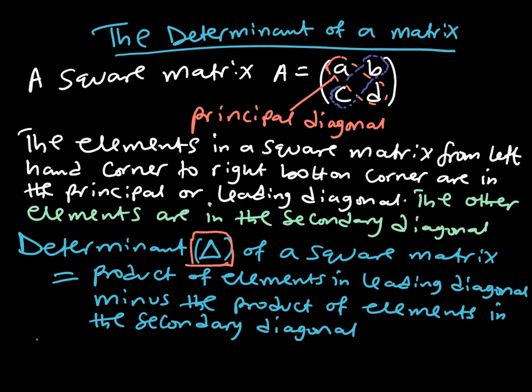For example, if I want the determinant of matrix A, the abbreviation is allowed. But if you are using the abbreviation, then this is not correct. What you should write, in lowercase letters, is determinant of A equals the product, which is A times D minus B times C, the product of the leading diagonal minus the product of the secondary diagonal. It's just something very simple.